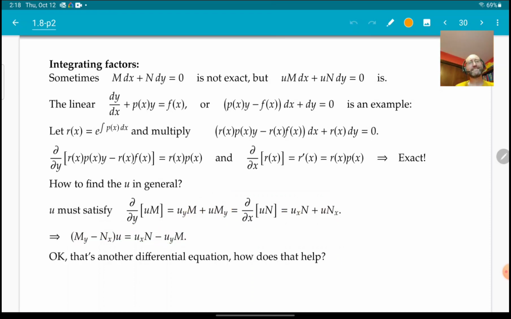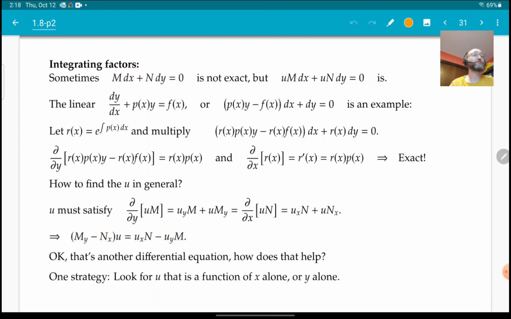All right, well, there's a slight problem with this. A slight, big problem with this. This is another differential equation. I mean, really, it's even a more complicated differential equation than we started with, right? We were trying to solve this, and that was an ordinary differential equation. And we came up with a partial differential equation, right? This is a differential equation that includes the partial derivatives. So it's a partial differential equation. And so how does that help? Doesn't seem to help at all, right?